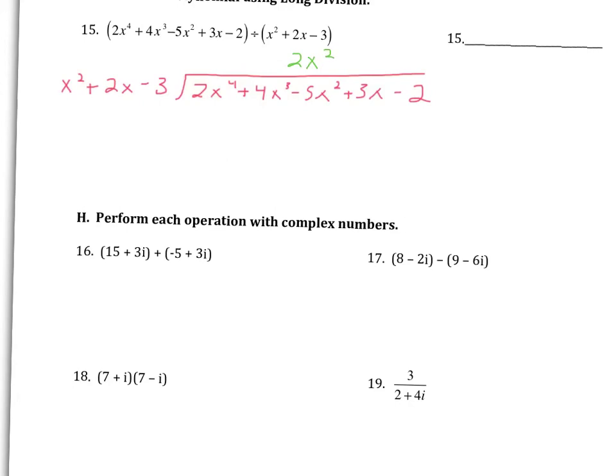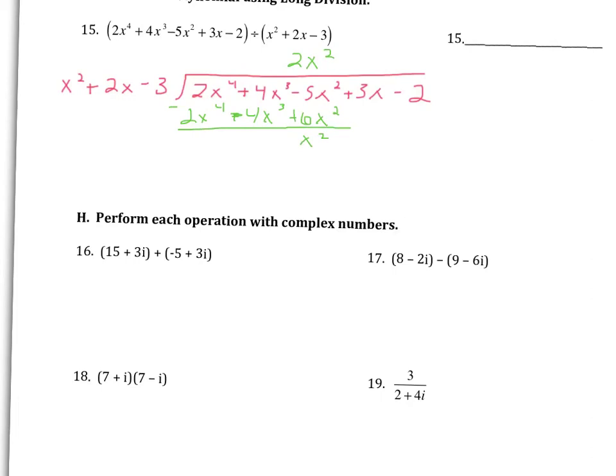And now I'm going to multiply 2x squared by x squared plus 2x minus 3. Make sure we multiply each term. So I'm going to get 2x to the fourth plus 4x cubed minus 6x squared. And now we want to subtract that polynomial, so we're going to change all the signs. And we end up with 0x cubed and x squared. So we just end up with an x squared.